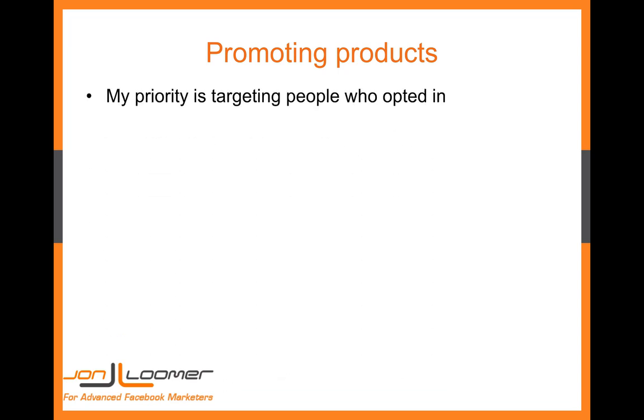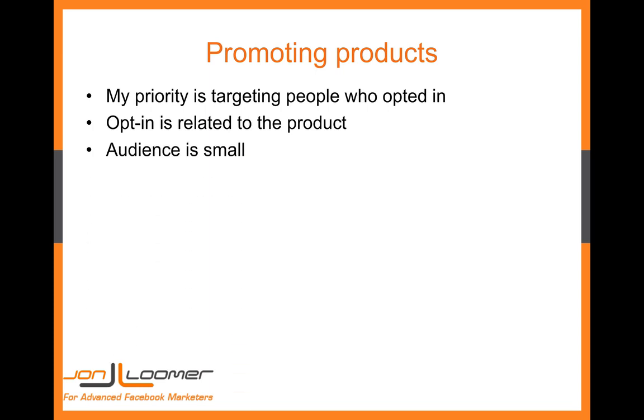Then I do promote products. So my priority is targeting people who opted in. But I also do target people who have engaged with my website at times as well in that case. But right now, I'm targeting people who have registered for something specific, and the opt-in is related to the product. So an example of that would be my Key Success Facebook ad webinar promoting this particular training program.